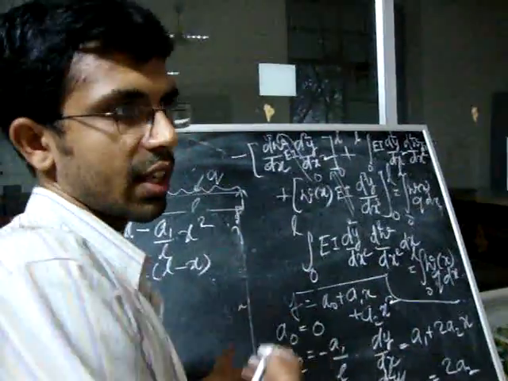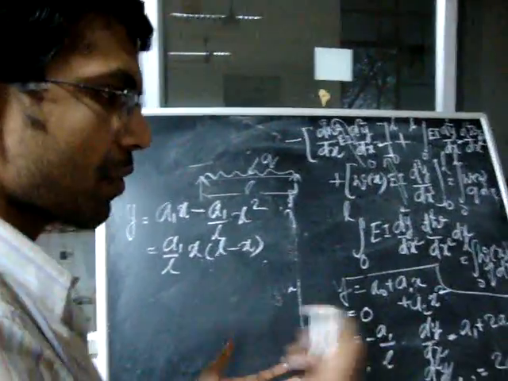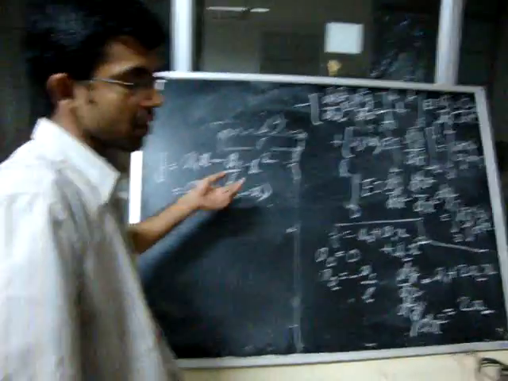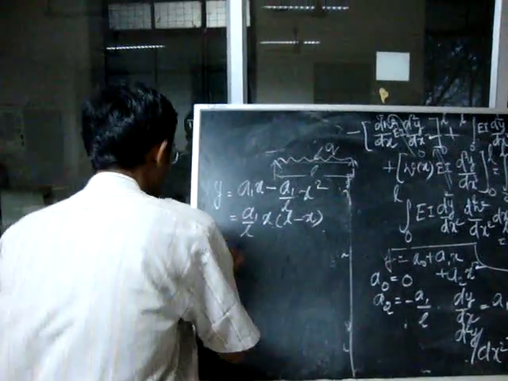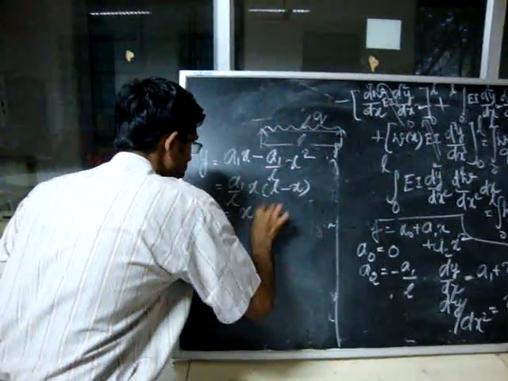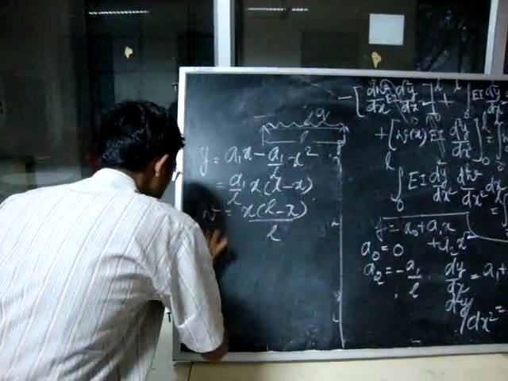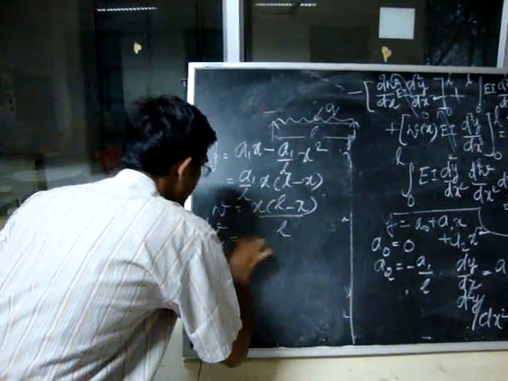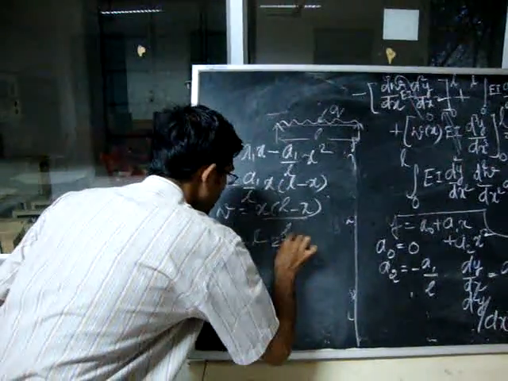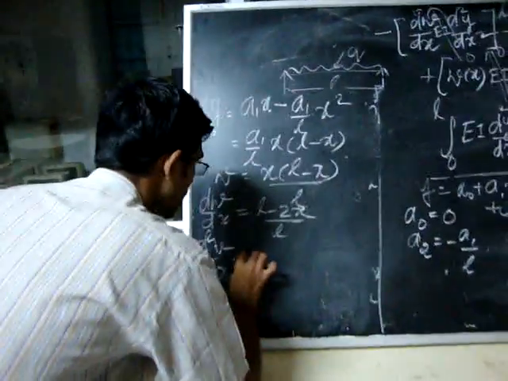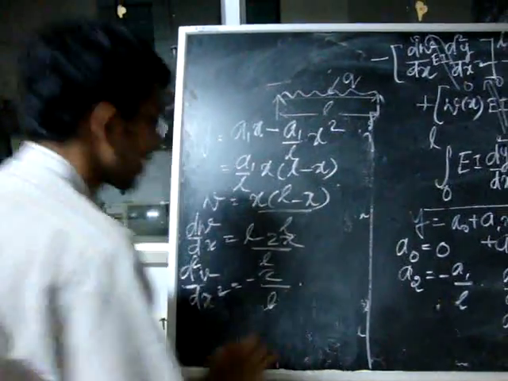As you know, in the Galerkin weighted residual method, the weight function is nothing but the function we have in the trial solution. So we take the function in the trial solution itself as the weight function in the Galerkin formulation. So the weight function here is w equal to x into L minus x by L. Performing differentiation, dw by dx will be equal to L minus 2x by L, and d2w by dx2 will be equal to minus 2 by L.